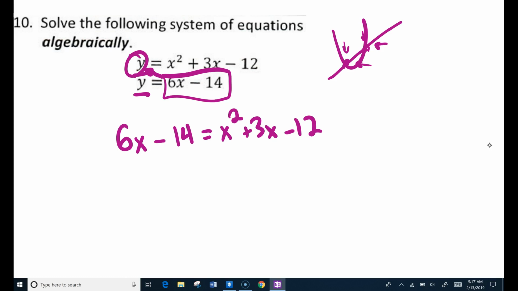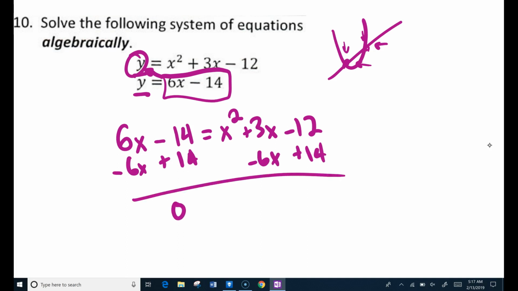Now, in order to solve any quadratic equation, I always want to get it set equal to 0. So I'm going to add 14 on both sides, and I'm going to subtract 6x on both sides. So I'm left with 0 equals x squared minus 3x plus 2. Now, this is a best case scenario here because there's no number in front of the x squared other than a 1, so I could factor this how I normally factor a trinomial.